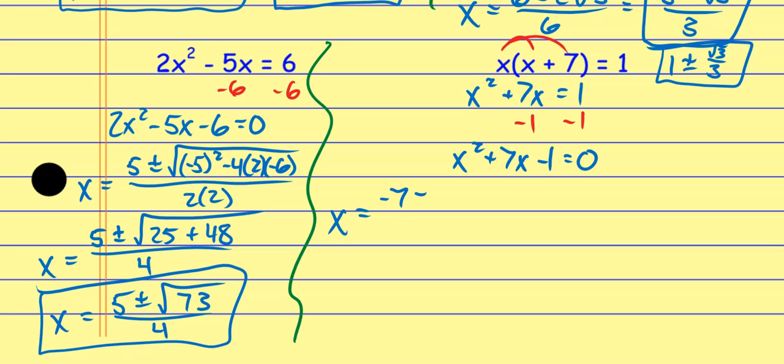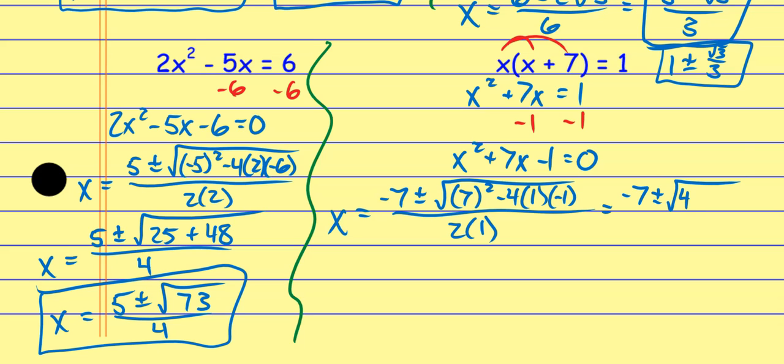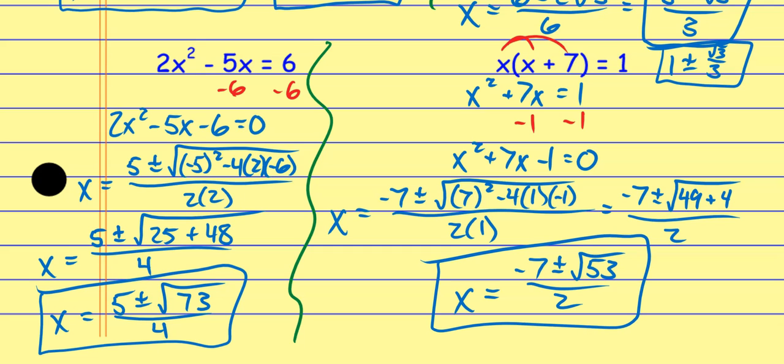Opposite of b is a negative 7 plus or minus the square root of 7 squared minus 4ac. Again, be careful with the signs, all over 2a. And now I simplify. 49, that's going to be a plus 4. It looks like I get negative 7 plus or minus the square root of 53 all over 2. And there is nothing else I can do about that one. That's my answer. All right.